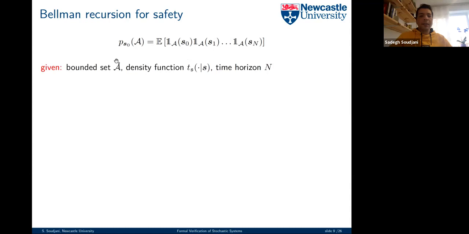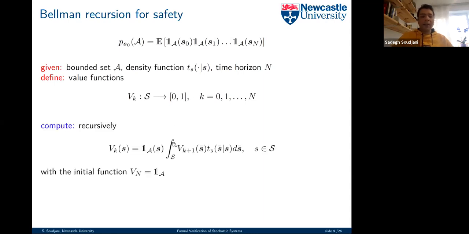So this is the data we start with. We have the safe set, we have the density function, and we have the time horizon. To compute this expectation recursively, we define some value functions. These value functions map the whole state space to the interval 0 to 1, and they are connected together recursively. From Vk plus 1, we can construct Vk, and this is like taking the expectation. You multiply Vk plus 1 with the density function, integrate over the whole state space, and multiply it again by the indicator function of A. The initial function is also the indicator function.